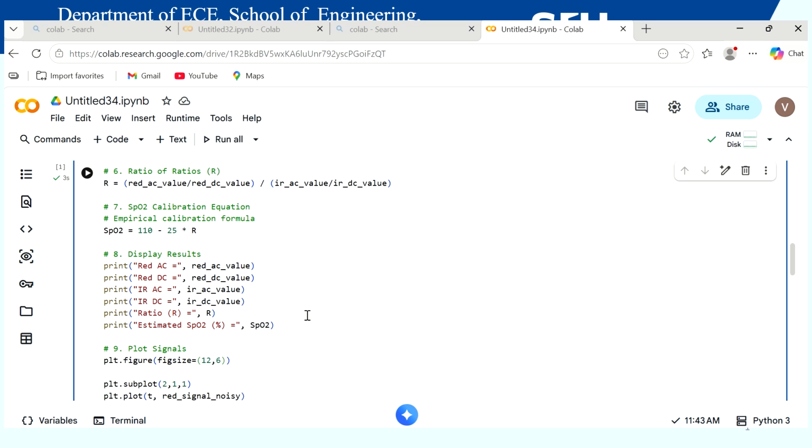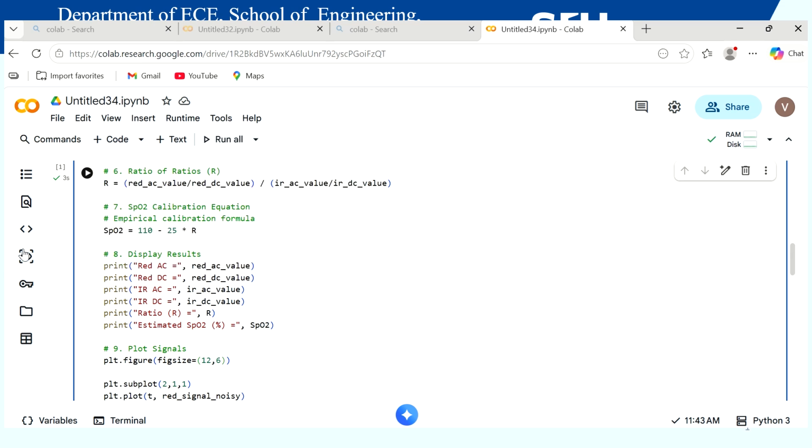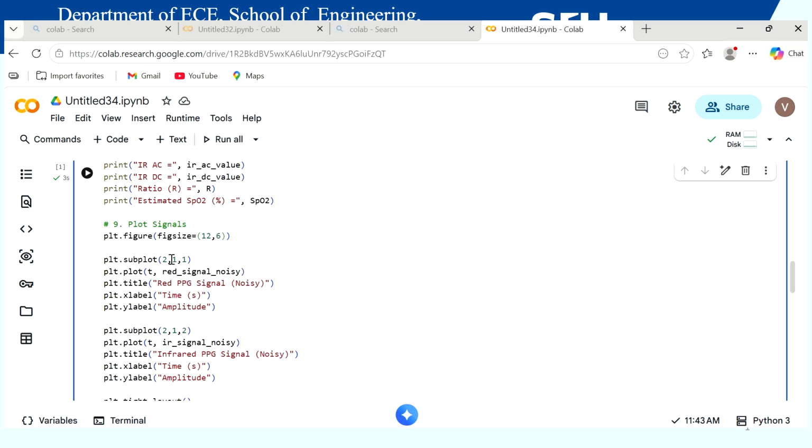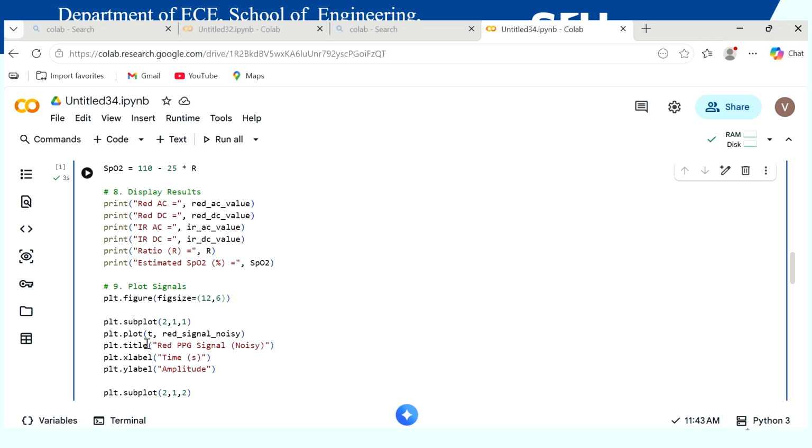The top plot is the red signal. The bottom plot is the IR signal. Next one: subplot 2, 1, first plot, it is the red signal.